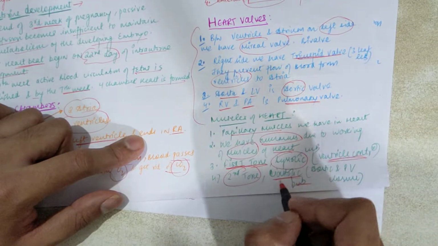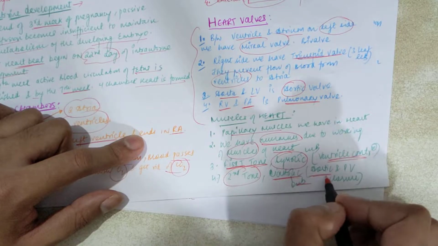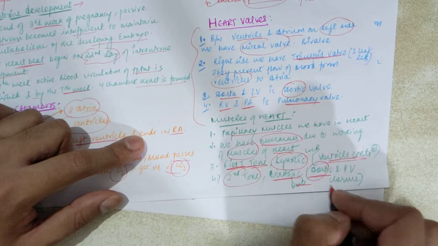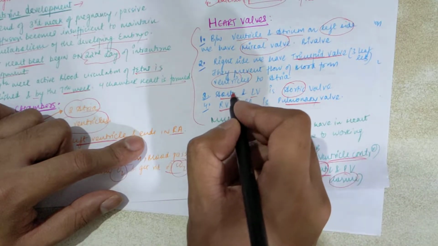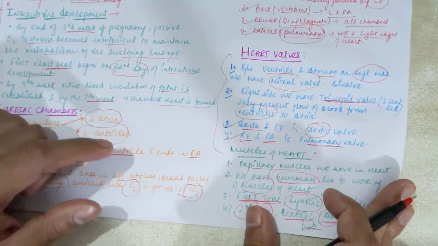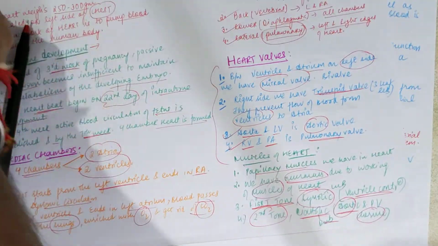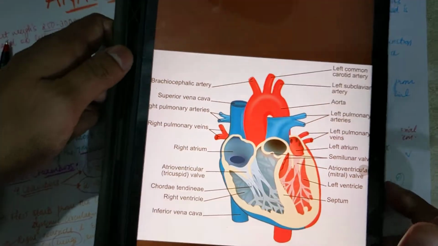The second tone is diastolic, which is called relaxation, and occurs due to the closure of the aortic and the pulmonary valves. These are the third and fourth valves. Okay, so you can see these valves on the diagrams.